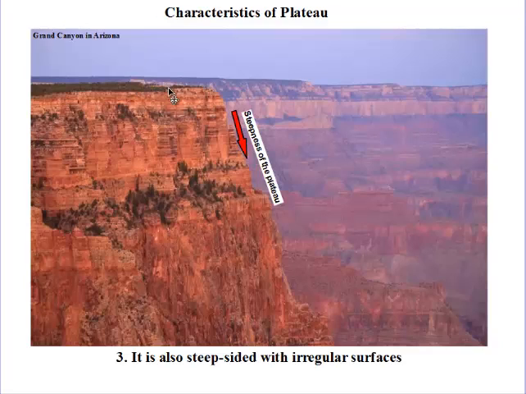And when we talk about the steepness of the plateau, we're talking about how sharply it descends to the surrounding lands. So here, the arrow shows how steep this plateau is. You can see that it descends sharply to the surrounding lands.